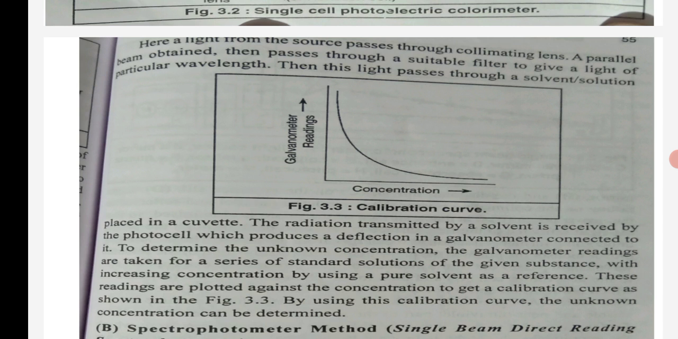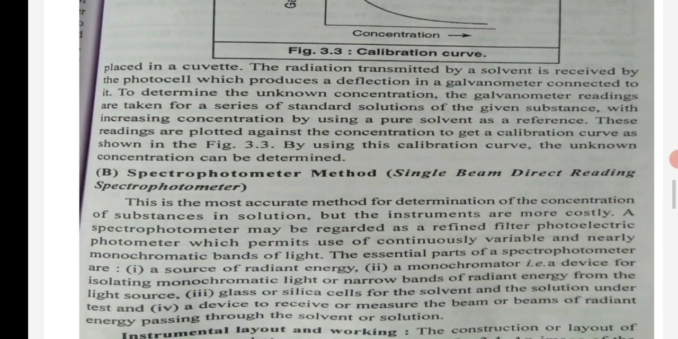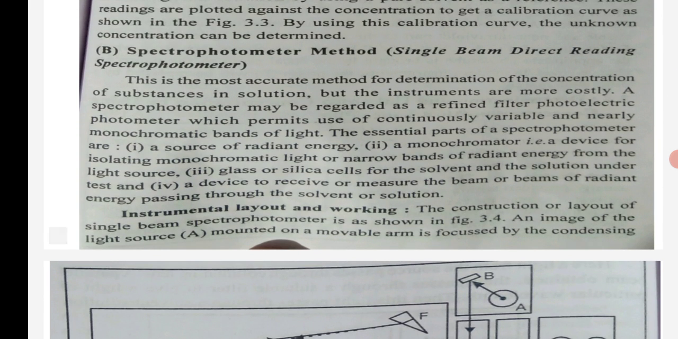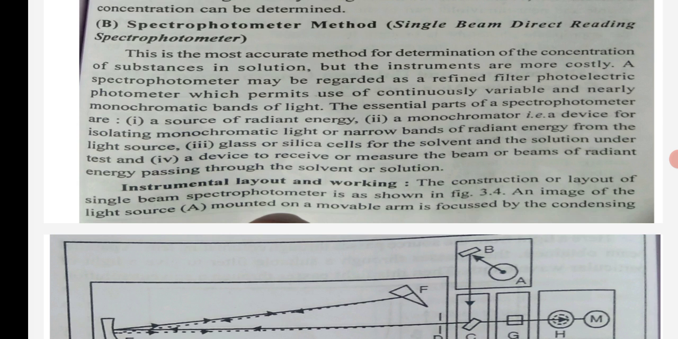Okay, the next method is the spectrophotometer method, the single beam direct reading spectrophotometer. This is the most accurate method for determination of the concentration of substances in solution, but these instruments are more costly. This spectrometer may be regarded as a refined filter photoelectric photometer, which permits use of continuously variable and nearly monochromatic bands of light.